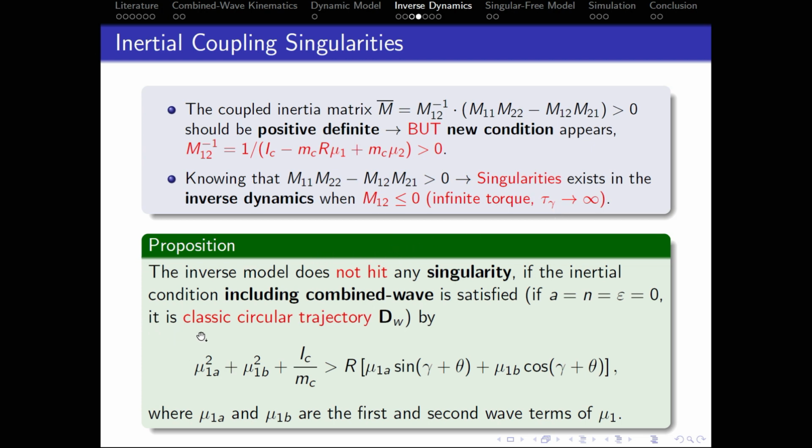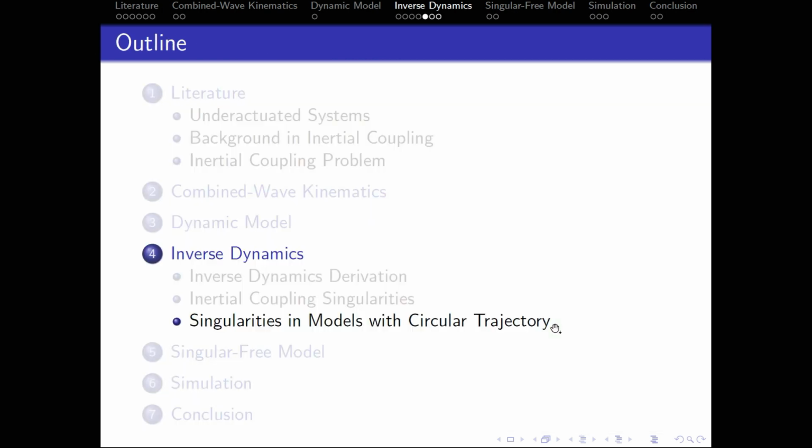Therefore, we propose a proposition where we will have a singular-free model if the following properties are satisfied, which is based on the M12 equation. And this can be obtained for classic systems where A and n zeta are equal to 0.